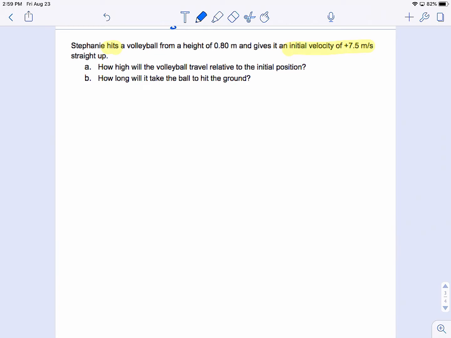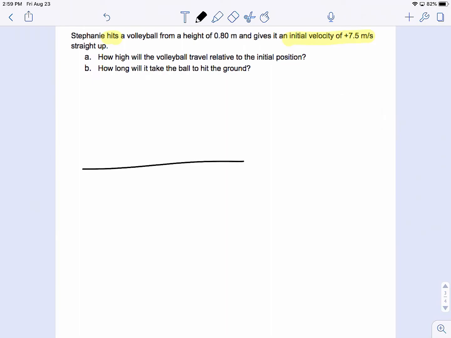Okay, so here is Stephanie. Here's the ground. She's bumping this volleyball. We'll give her some hair. Here's the volleyball. The volleyball is going to go straight up, and then it's actually going to come back down and hit the ground. How high will the volleyball travel relative to the initial position?